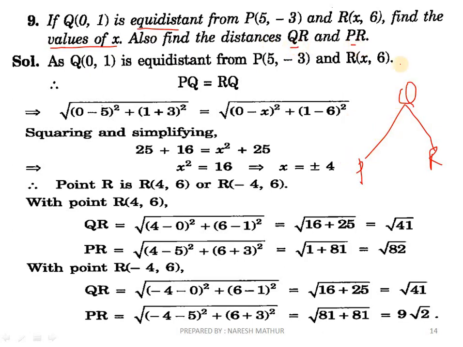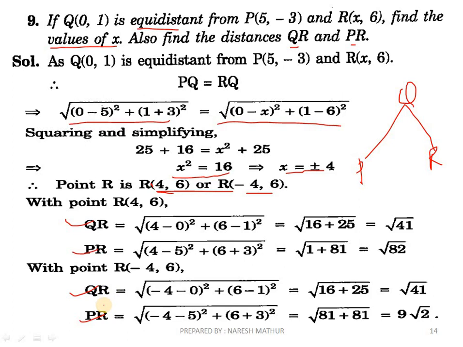Just find the distance between P and Q, applying the distance formula. Distance between Q and R, applying the distance formula. So from here we are getting x square equals 16. So x is plus minus 4. We have to consider both the signs. So the point can be 4 comma 6 and the point can also be minus 4 comma 6. So for both values we have to find QR and PR, for the positive 4 and for the negative 4.